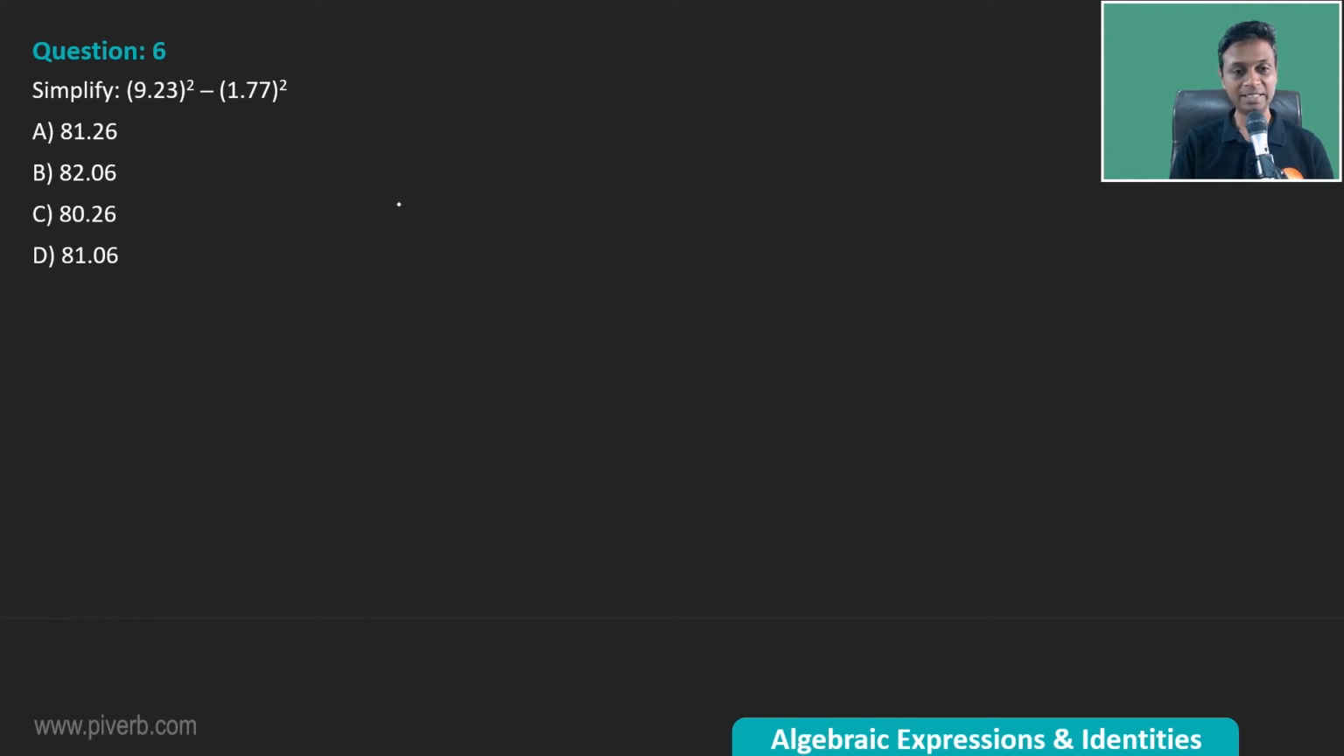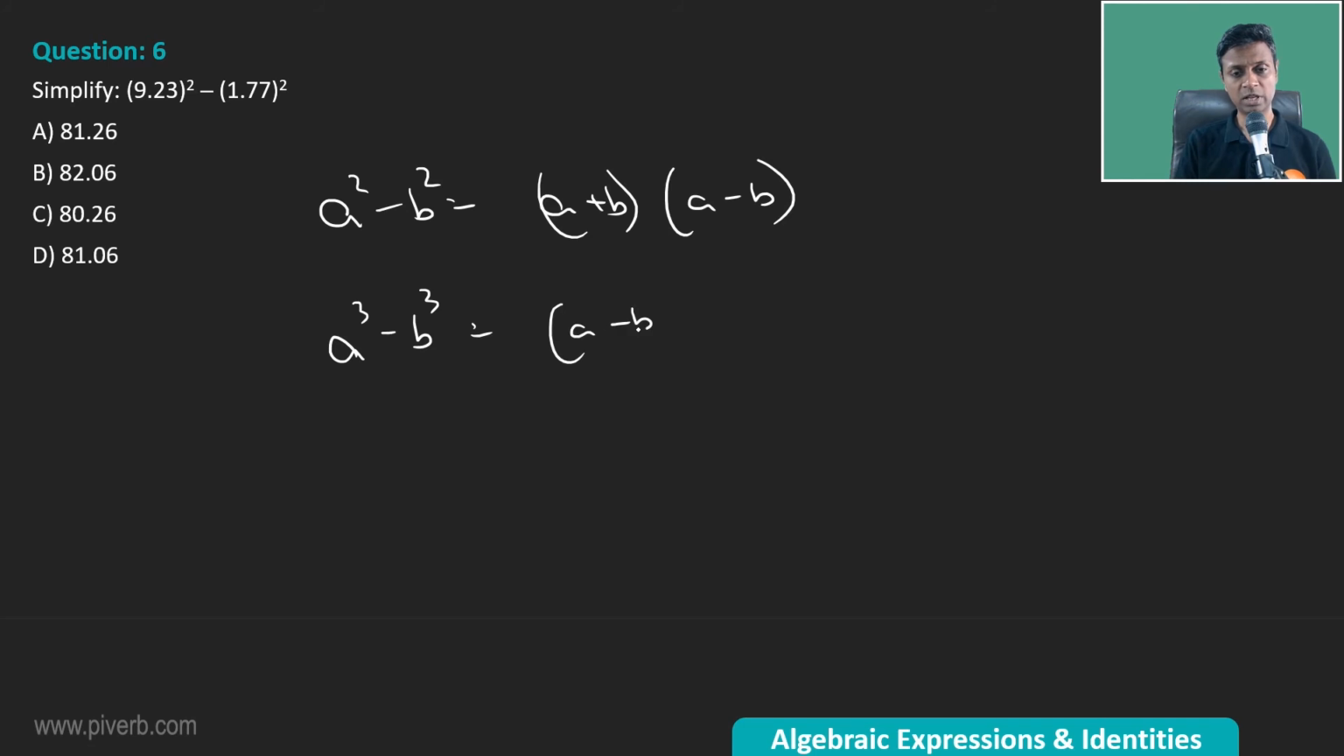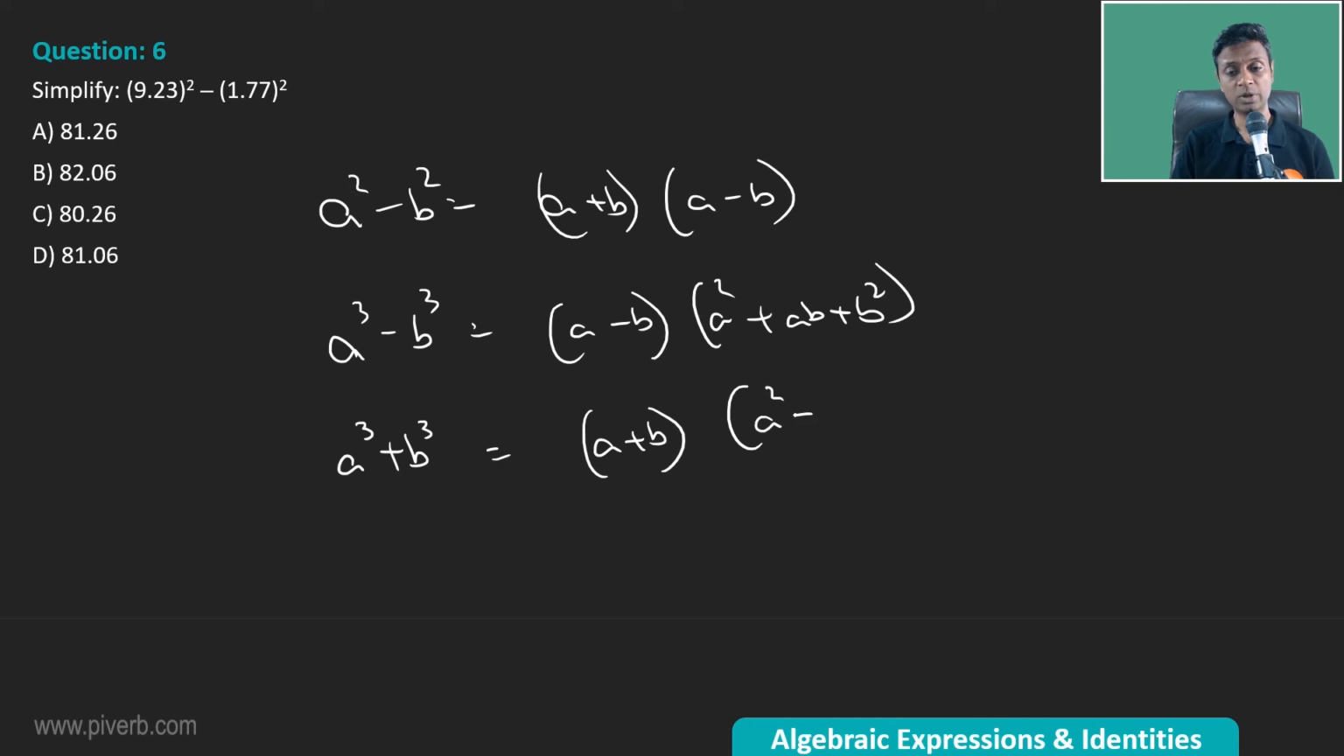The key idea here: a square minus b square is a plus b into a minus b. A cube minus b cube is a minus b into a square plus ab plus b square. A cube plus b cube is a plus b into a square minus ab plus b square. Knowing these factorizations is very useful, so keep them in mind.